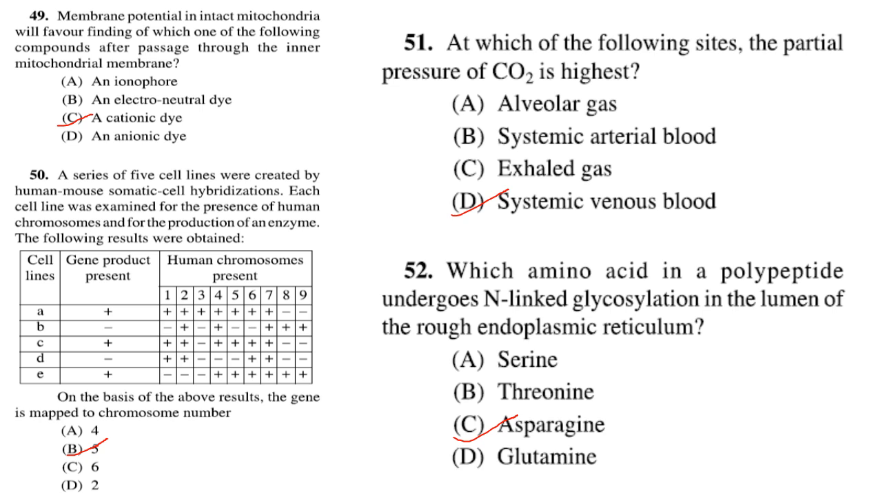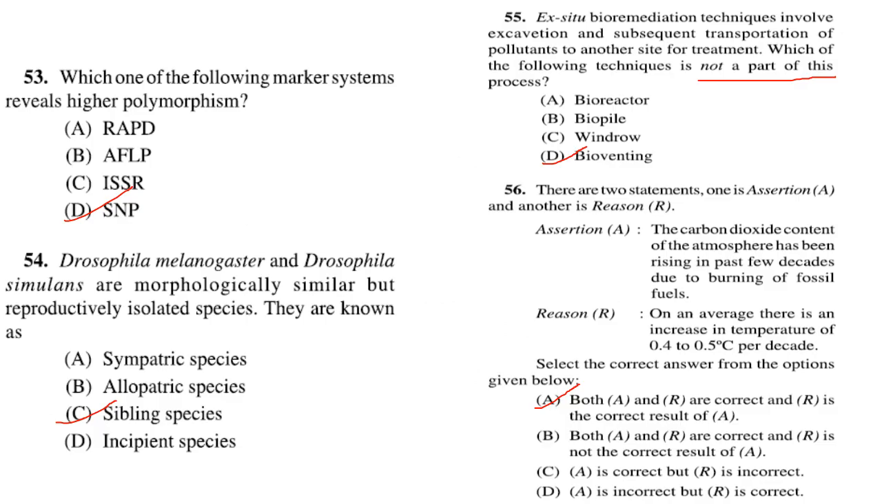Which amino acid in the polypeptide undergoes N-linked glycosylation in the lumen of the rough endoplasmic reticulum? It is asparagine. Answer is option C. Then next one.